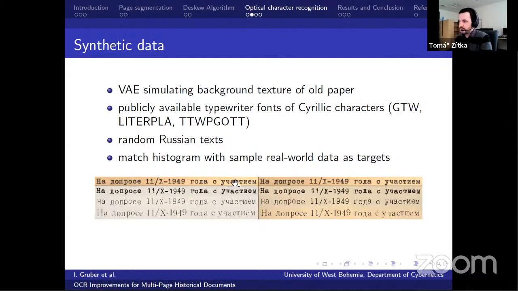The top row shows original data, or real-world data, and we typeset the same text. On the left, we see the raw input from the variational autoencoder and then text set over it. And as you can see, the color palette is very different from real-world data. So additionally, we use histogram matching with some real-world data samples as targets, which results in much closer colors to the real-world data in our synthetic data.